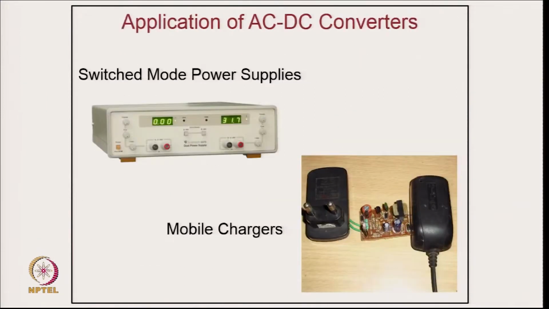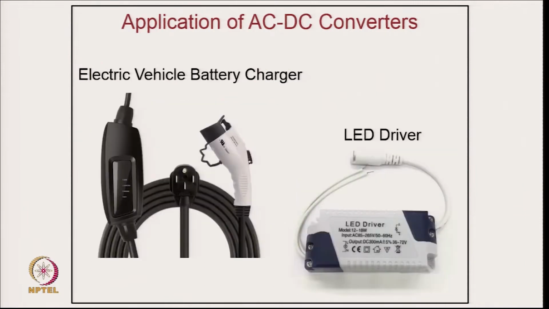Now the applications of these AC-DC converters. We have many applications where they cause power quality problems if they are not properly designed. Typical examples are switch mode power supplies, mobile chargers, and electric vehicle chargers, which are coming up very much now because of electric vehicles. Even the government of India has decided that by 2030 all vehicles must be electric. So electric vehicle chargers have to be deployed in a big way.